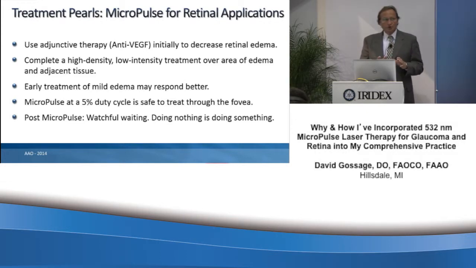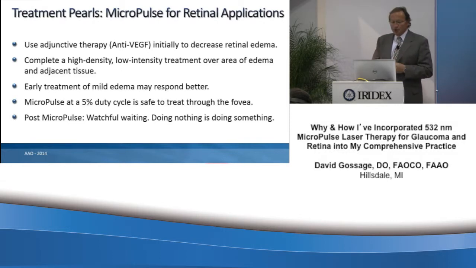And remember, when you are using MicroPulse in the area of the retina, you want to maintain that 5% duty cycle. You don't want to increase that at all because we know at 5% we're safe, but anything higher than that, you do run the risk of creating a thermal burn and destruction of the retina.